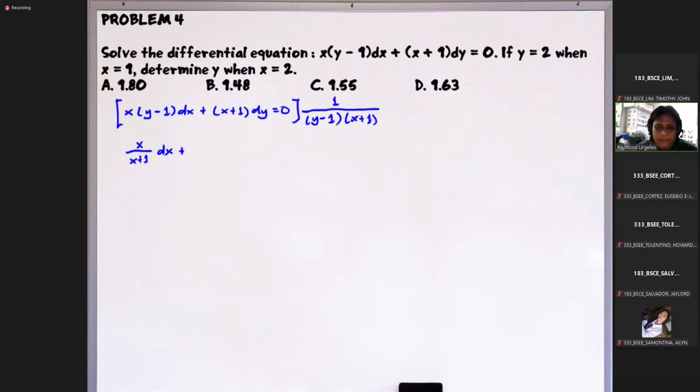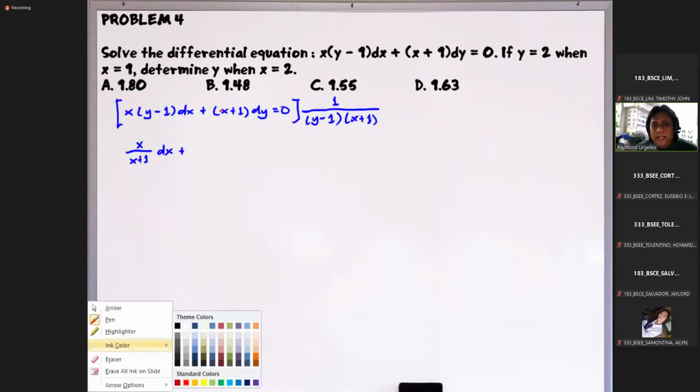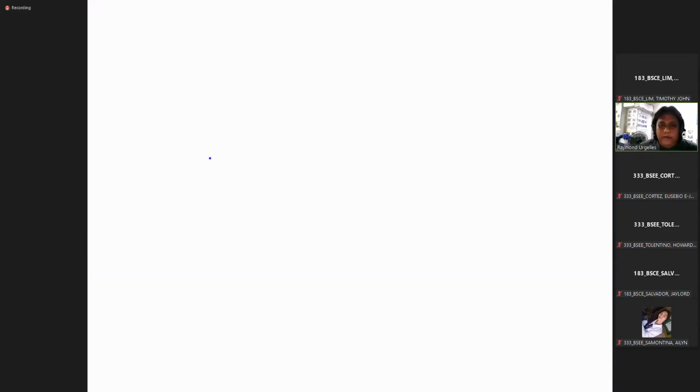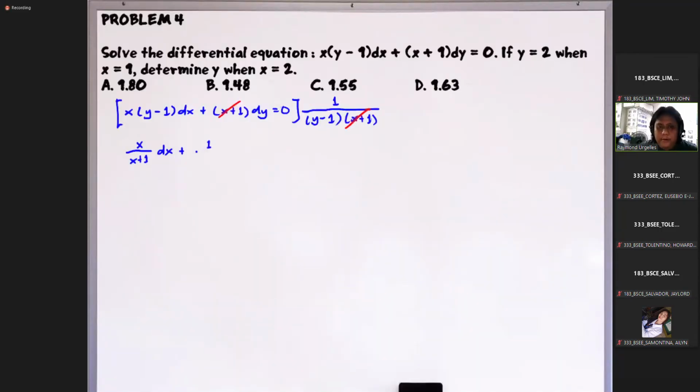Sa second term naman natin, magka-cancel naman yung x plus 1. So ang matitira sa atin is 1 over y minus 1. So we have 1 over y minus 1 dy. Then dito, any number multiplied by 0 is 0, so therefore, 0 lang yun. Okay? So any questions?